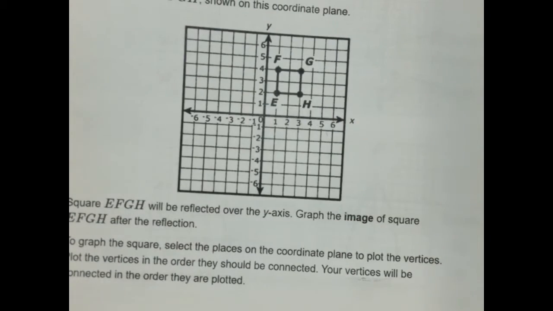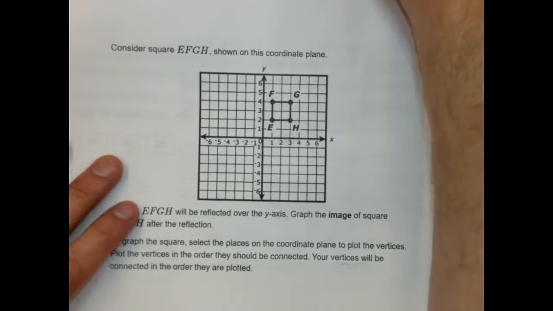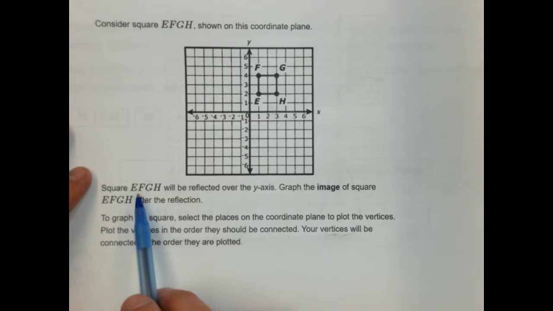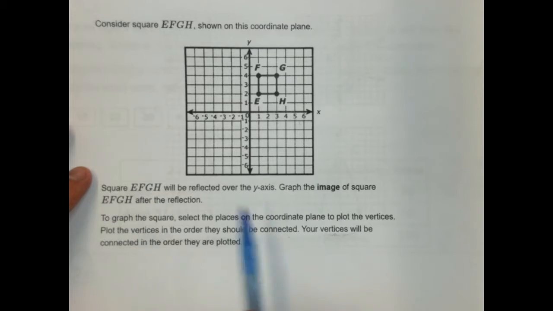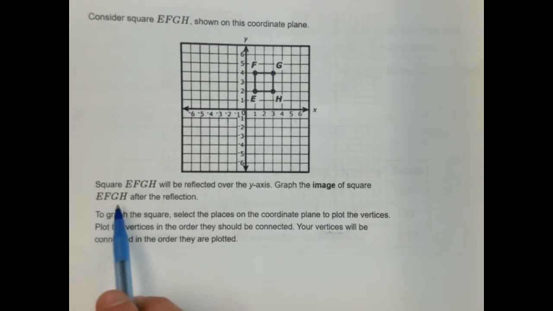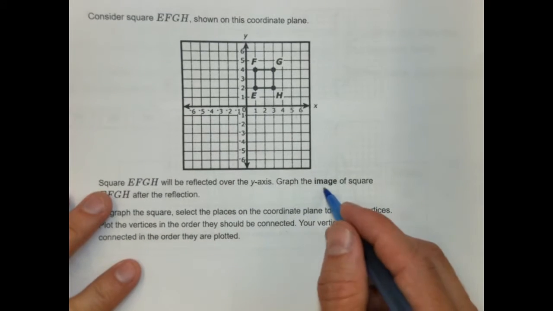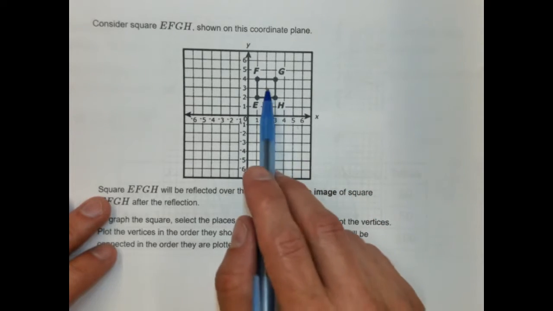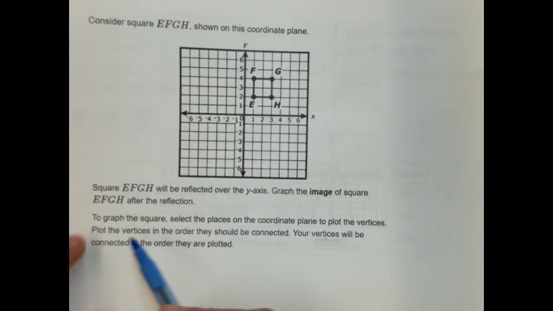Now this one's kind of hard to show you in written format because it's really dependent upon the digital format, but I'll try to explain it as best I can. It's saying that square EFGH will be reflected over the y-axis. Graph the image of square EFGH after the reflection. So the image is what you get after you apply a transformation. Technically this is the pre-image. The resulting figure would be the image.